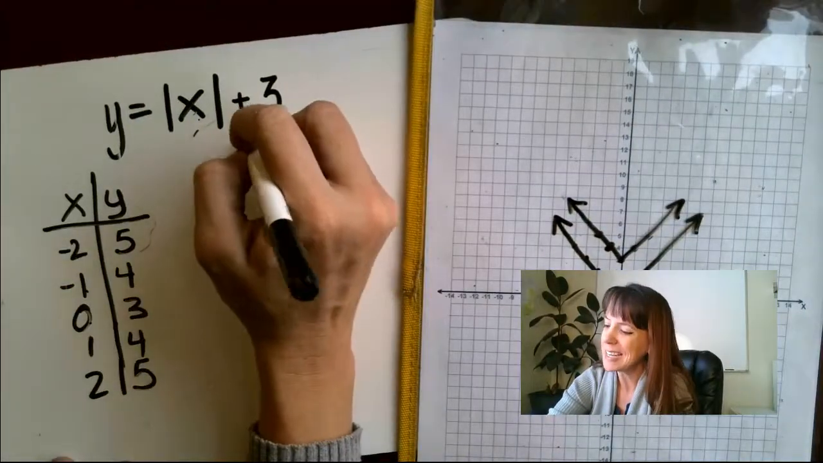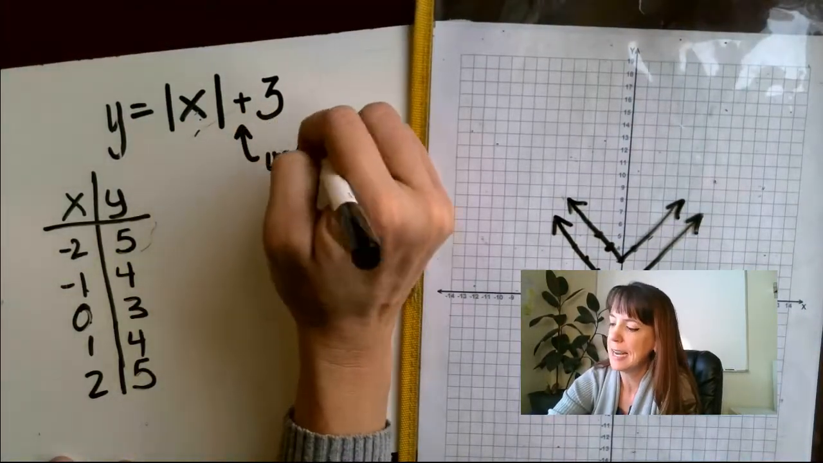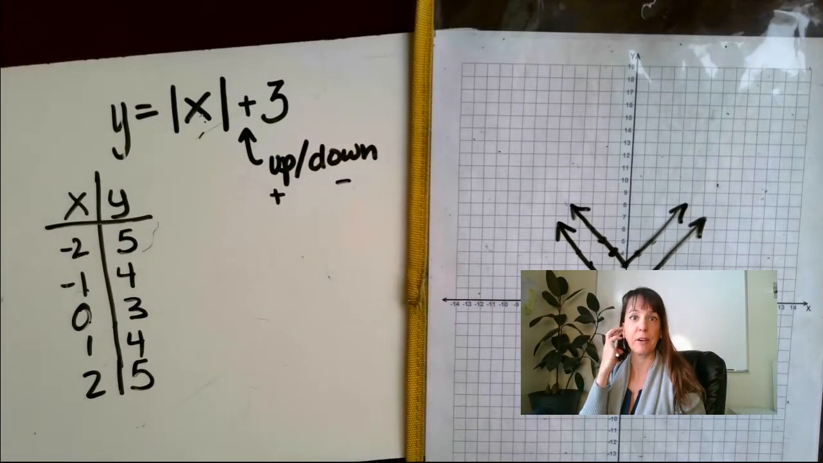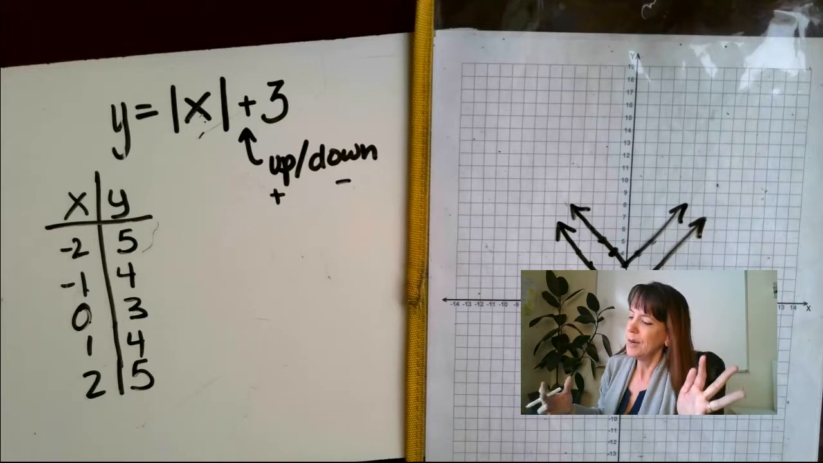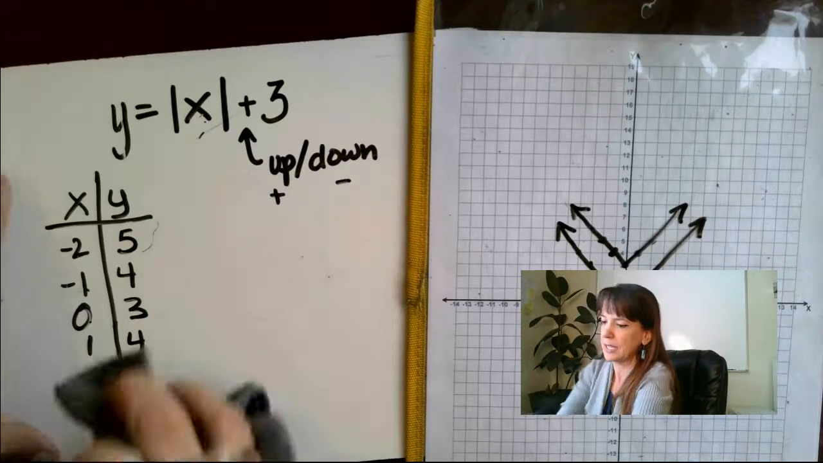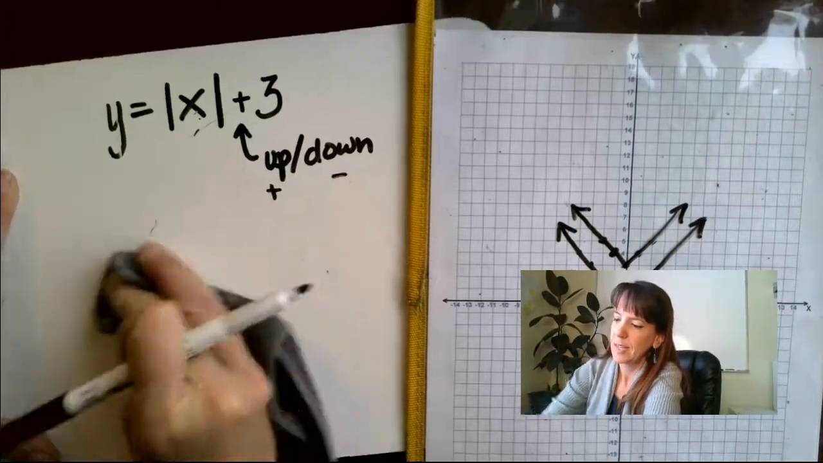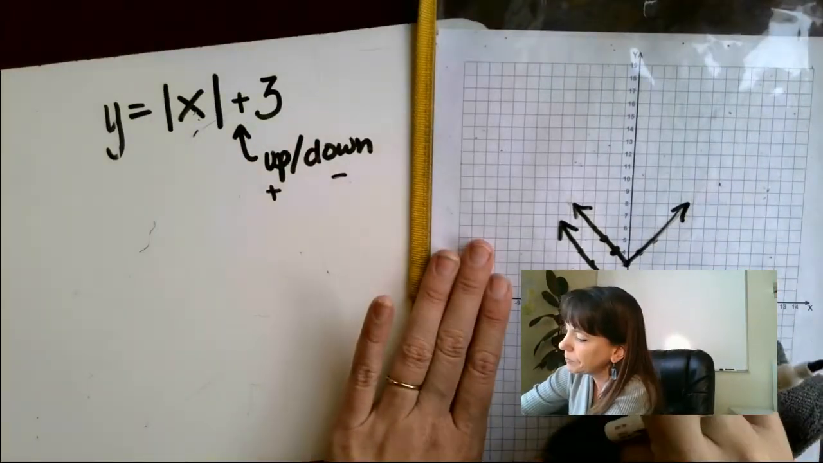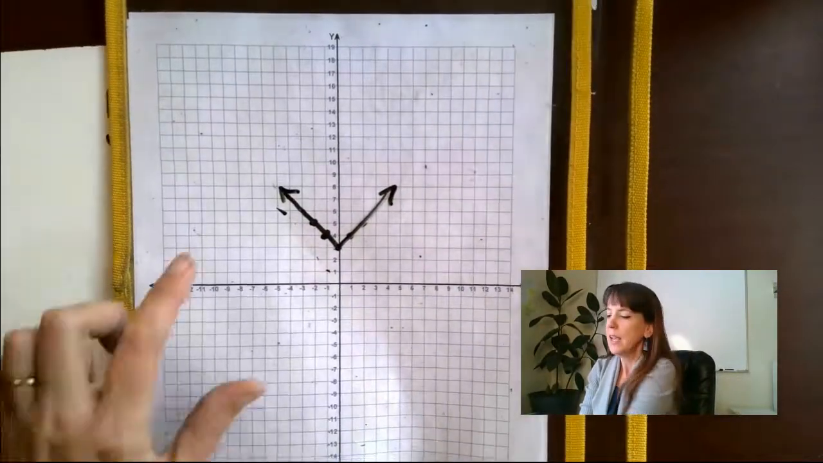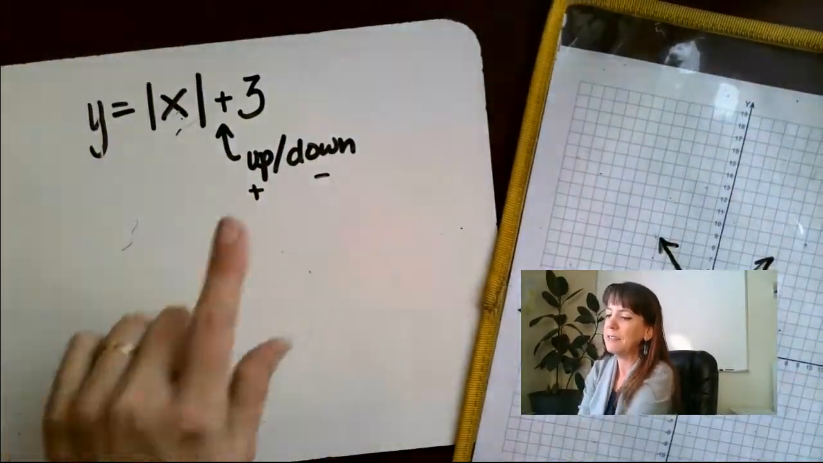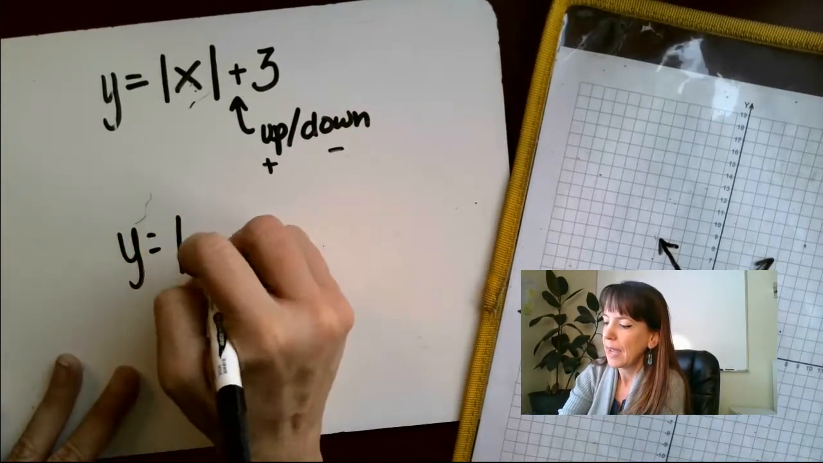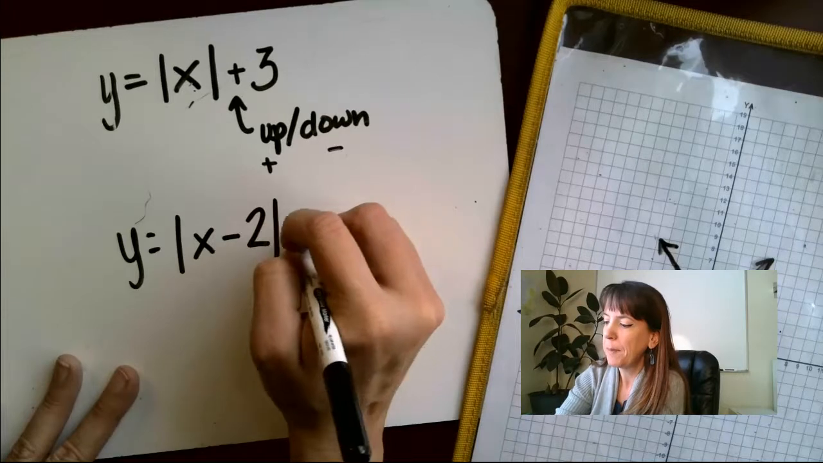Up. So this guy right here tells us up, down. Of course, if it's plus, it's up. If it's down, it's going to be a negative, right? Easy peasy. Seems pretty simple, straightforward, right? Now, let's say that we do this. We have that same graph, which you can see that I have graphed right here. But this time, instead of this plus three, I'm going to do this. Y equals |x minus 2| plus 3.